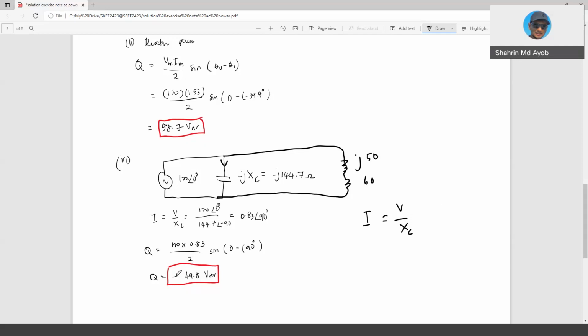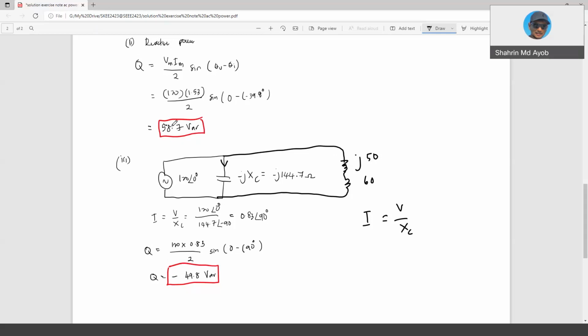So you have a negative. When your load contains capacitors, your Q will have a negative value. When your load has an inductor, your Q will be positive.